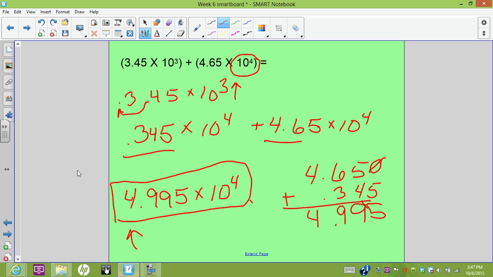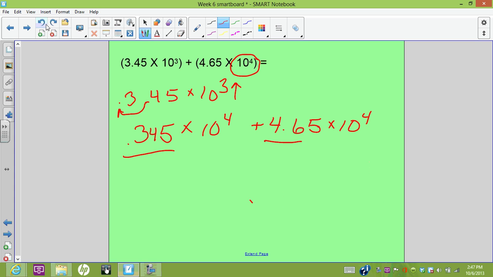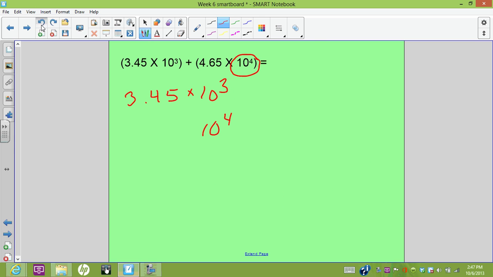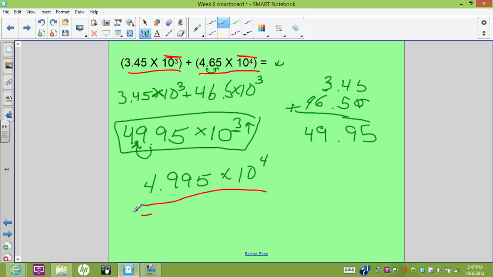So now let's go back and see if that gives us the same answer as when we changed our second number in scientific notation. So I'm just going to click the back button a few times. Don't forget this number, 4.995 times 10 to the 4th. And if I go back through all of these steps that I just did, look, 4.995 times 10 to the 4th. So you see, you can do either one. You can change either one to be a faker. It's fine as long as you follow the rules. There's multiple ways to get your answer.